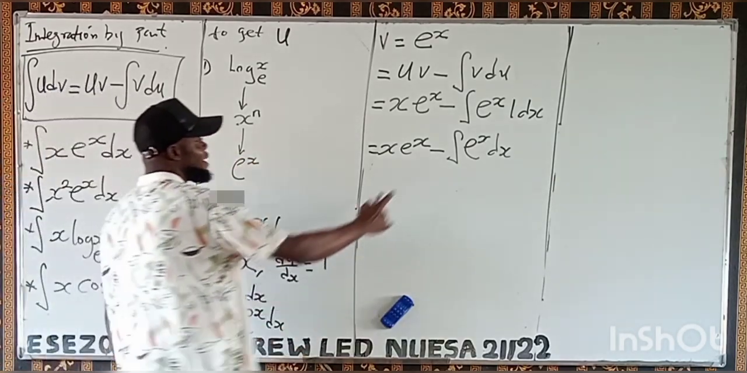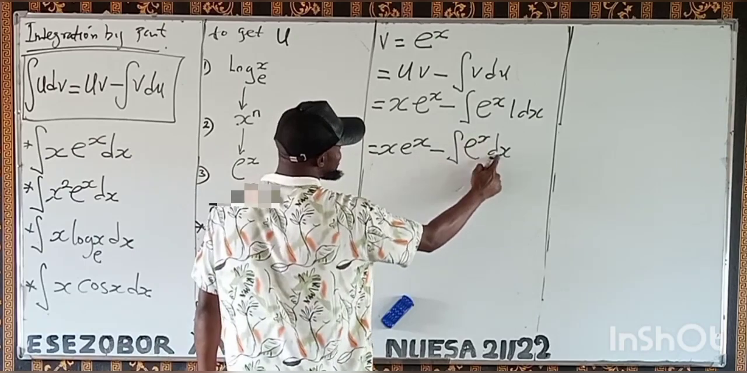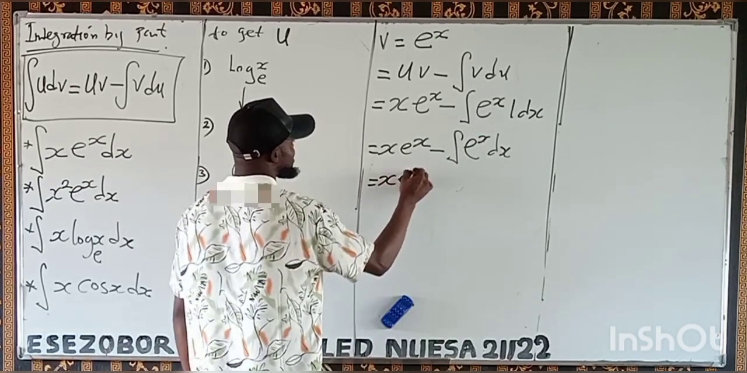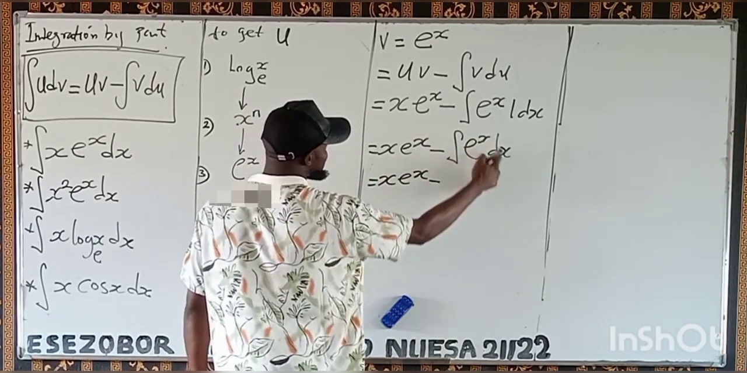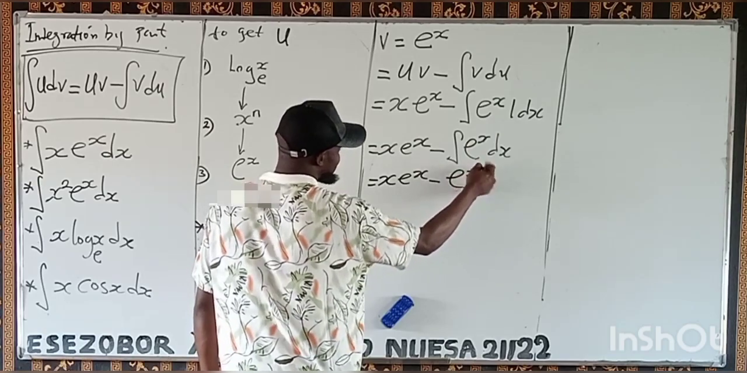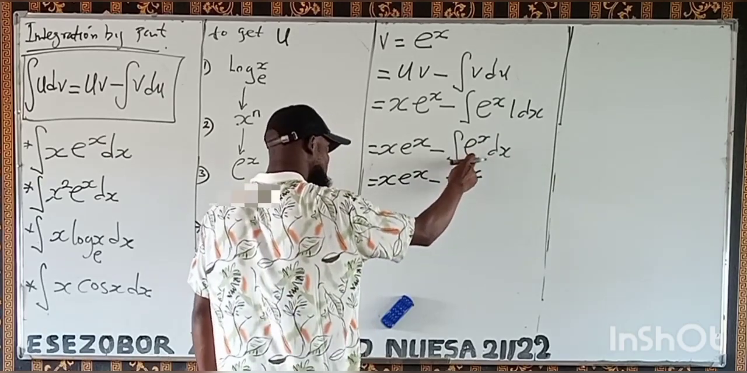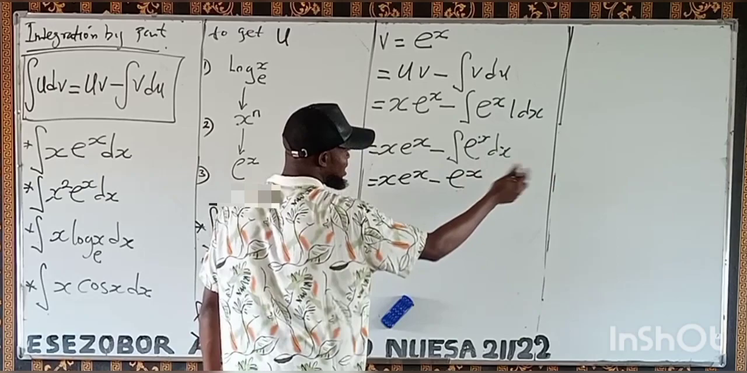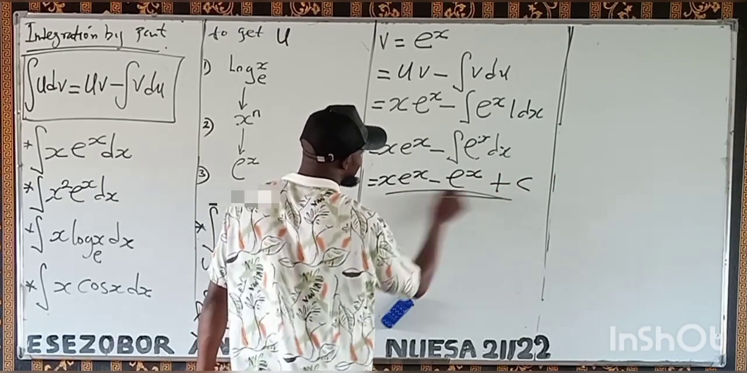So next thing, let's integrate what we have. Integrate exponential x dx. What do you have? We have x exponential x minus integral of exponential x dx. It will be exponential x. Then you have to integrate again. Integrating exponential x with respect to x will be exponential x. That will be the answer.